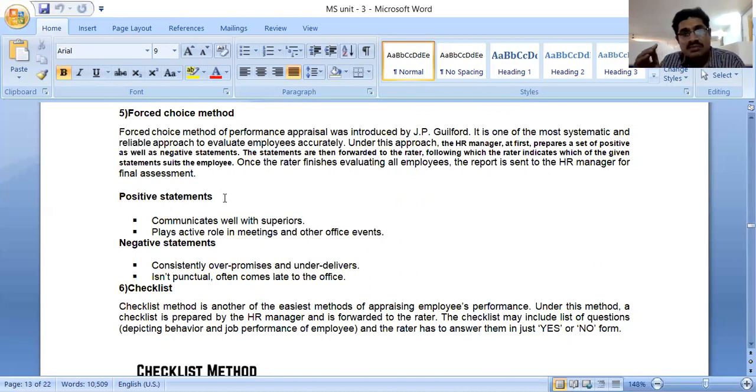If the subordinate's performance is good, then the higher authority will write positive statements towards the subordinate. If the subordinate's performance is bad, then the higher authority will write a paragraph concerning negative statements towards the bad workers. So whatever it is, the forced choice method is here. The higher authority will write a positive or negative paragraph about the performance of the workers or subordinates. That is called the forced choice method.